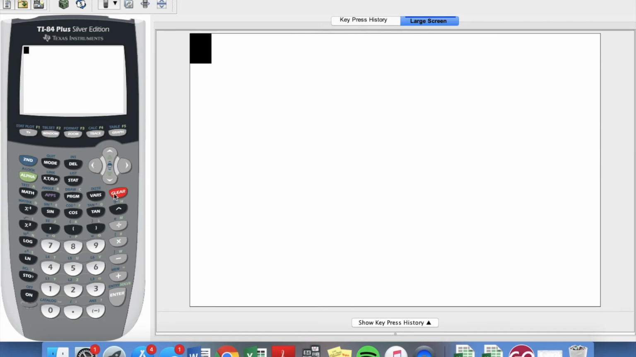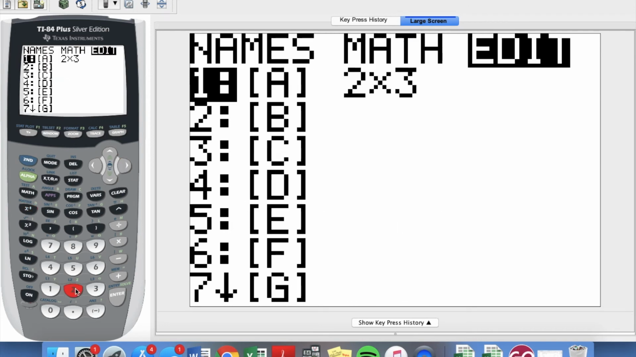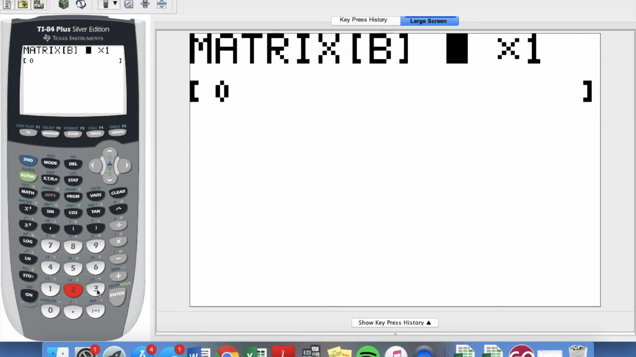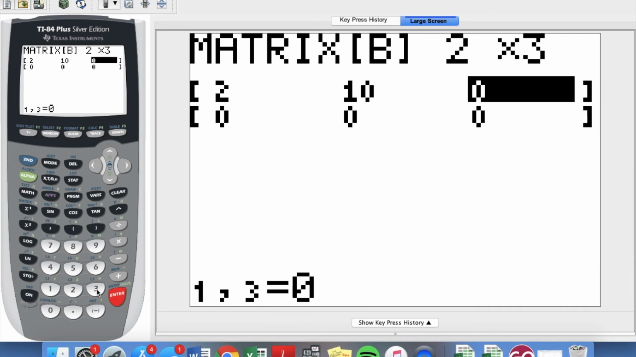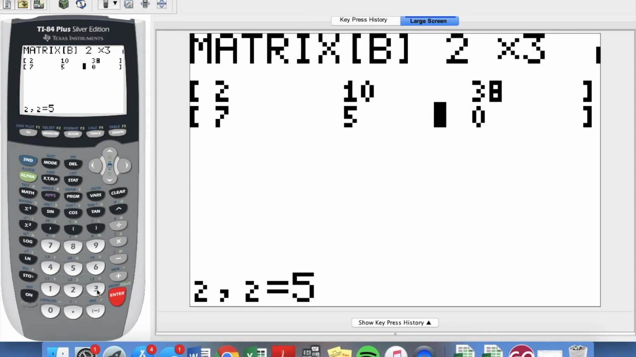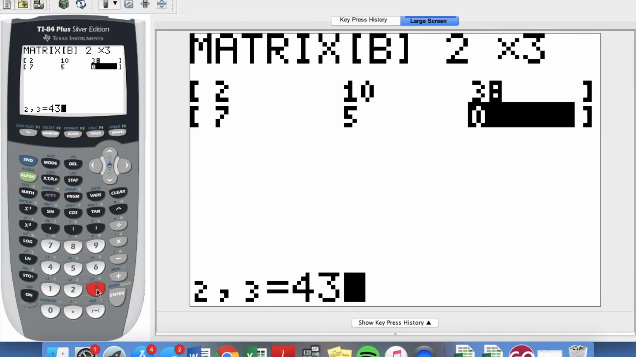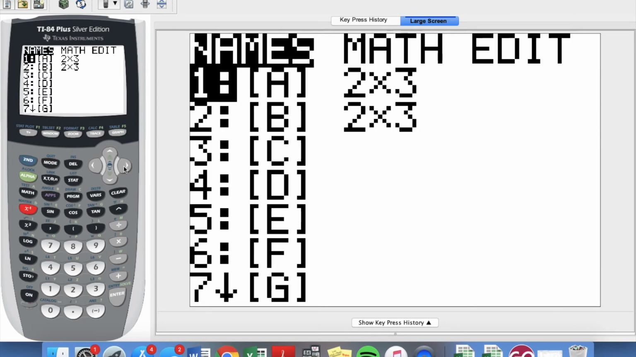All right, so we're going to enter the second matrix. It's pretty much the same thing as the first time I showed you. So I'm going to hit second matrix. I'm going to edit matrix B this time. So that is also a 2 by 3. And then that one was 2, 10, 38. And then 7, 5, 43. And I hit second quit, second matrix, and go over to math.